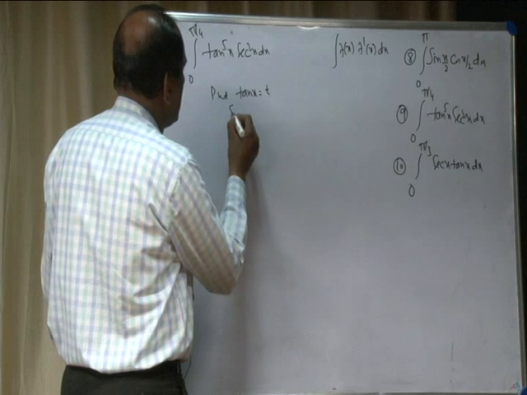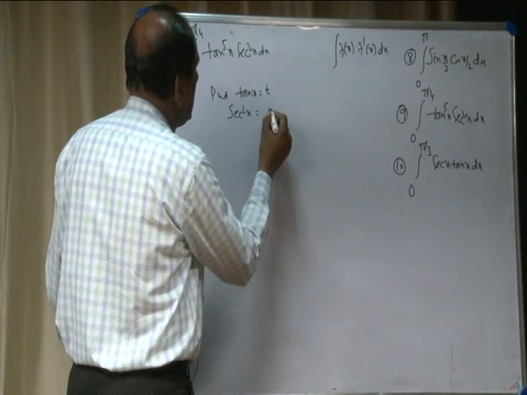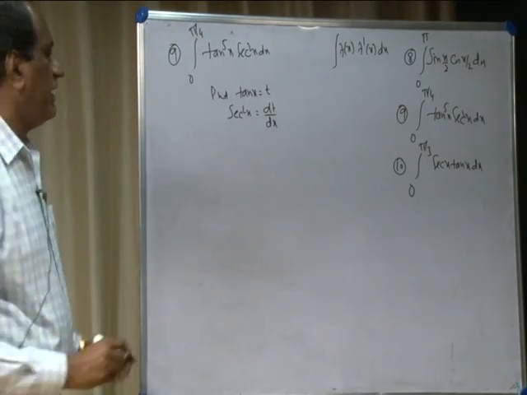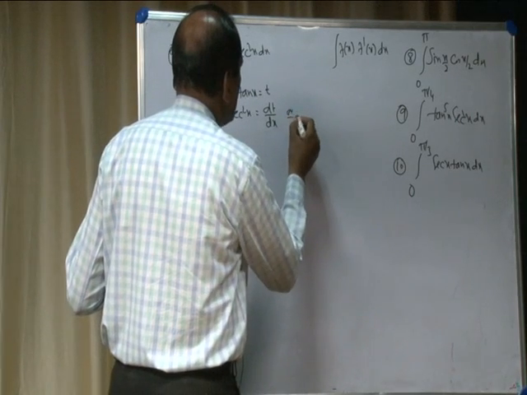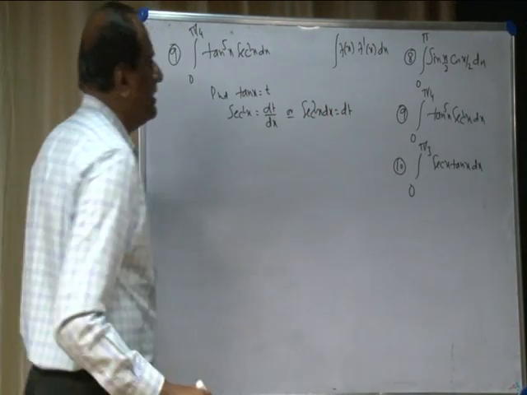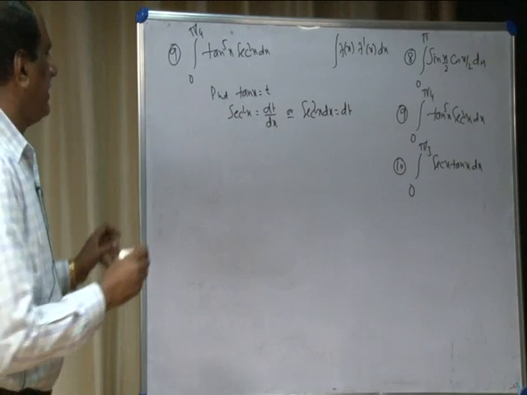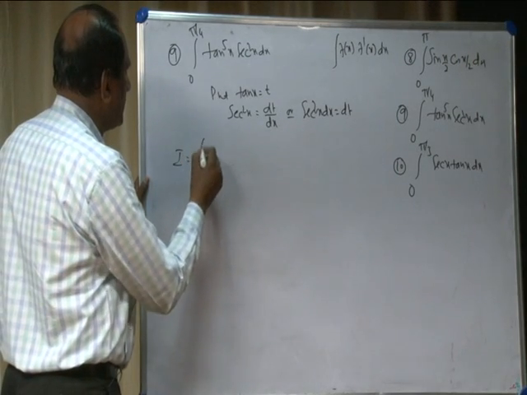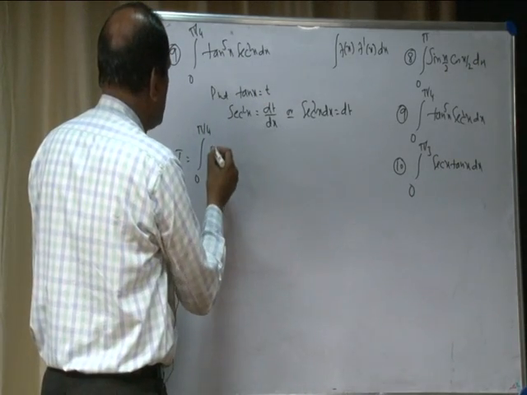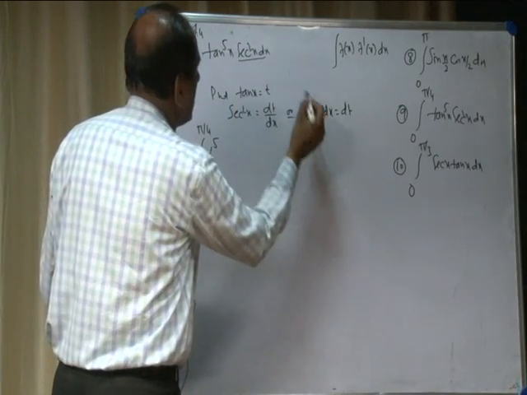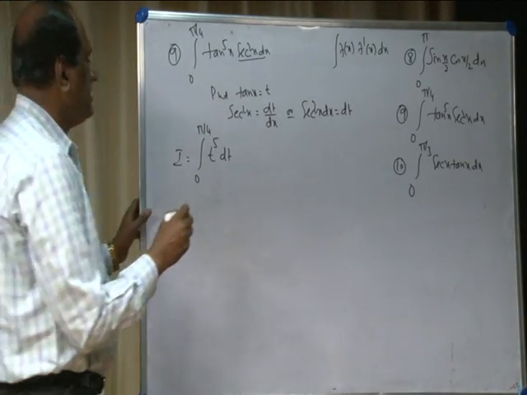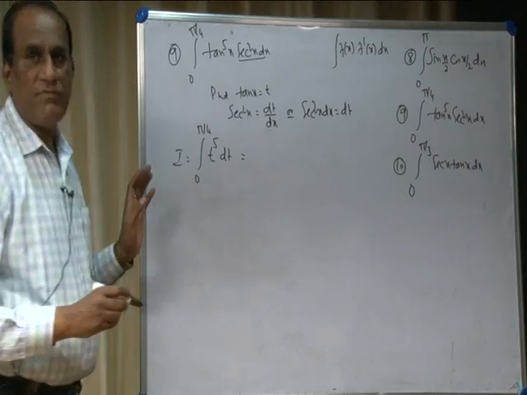The differentiation of tan x is secant square x, and that of t is dt by dx. So secant square x is equal to dt by dx, or by cross multiplication, secant square x dx is equal to dt. Now, the given integral from 0 to pi by 4 becomes tan power 5x means t power 5, secant square x dx is dt. So, t power 5 dt.